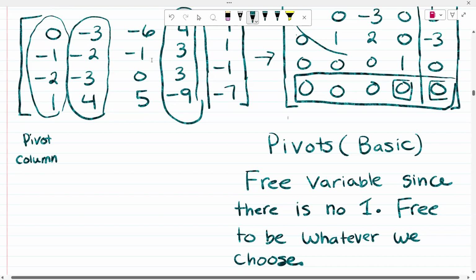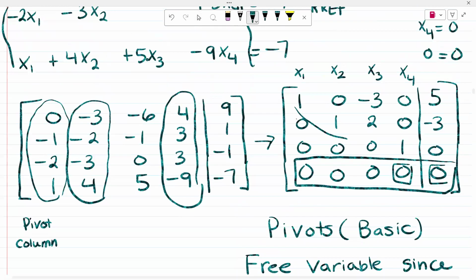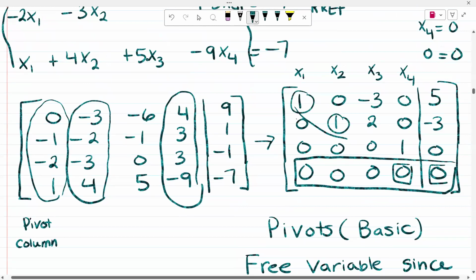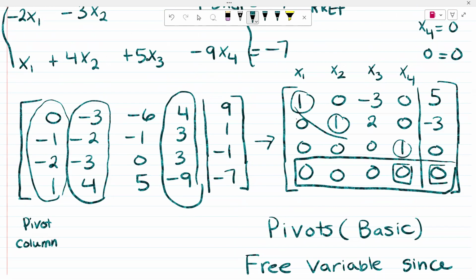And I believe the pivots are just the diagonals. So this is a pivot, this is a pivot, this is a pivot. So pivots are the diagonals. Pivot columns are the columns after you simplified.